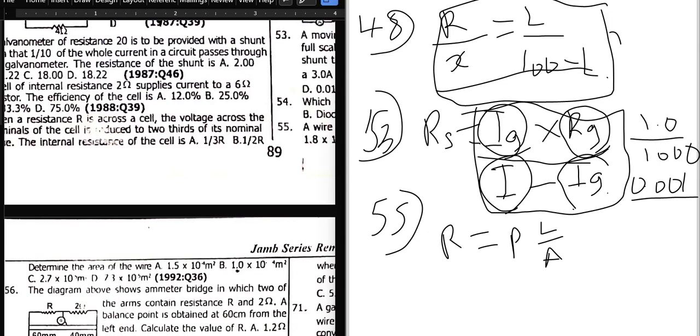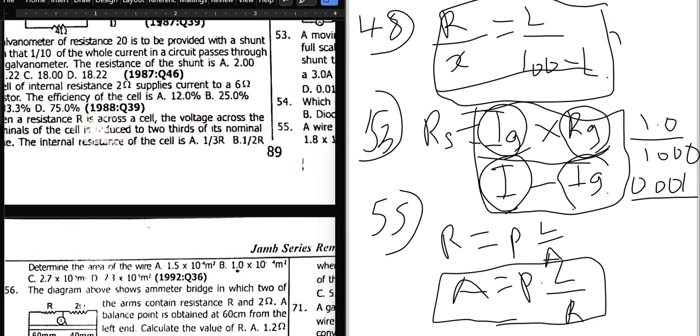But now we're looking for area, so we'll make area the subject of the formula. We make area the subject of the formula just to bring out the A, which gives A is equal to ρL over R. So you put L in length, you put resistance in R and then you put resistivity in ρ, and this is the formula to use to solve for question 55.